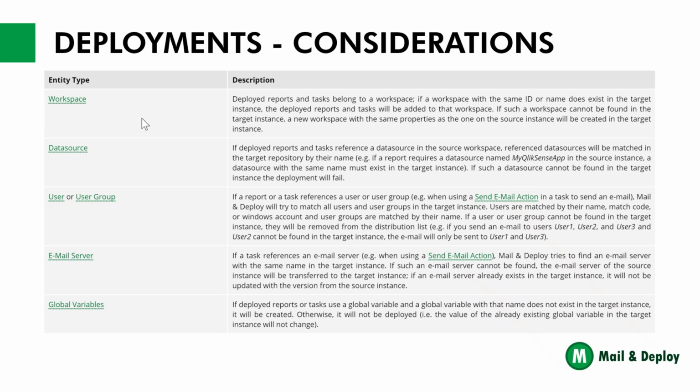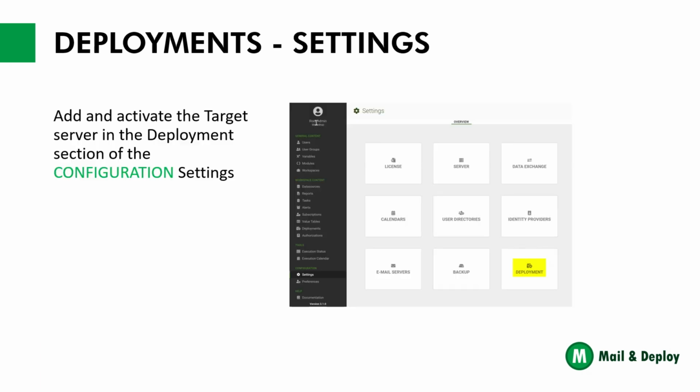Users and user groups. These are normally different in development and production. While you may have test users or groups in development, production will have real recipients. Email server. The email server configuration will be copied from development to production only if it doesn't already exist in production. If it does exist, it will remain unchanged. Global variables. These work the same way as the email server. They are transferred only if they don't already exist in the target. This is because global variables often point to real FTP servers or SharePoint locations in production, while in development they point somewhere else.